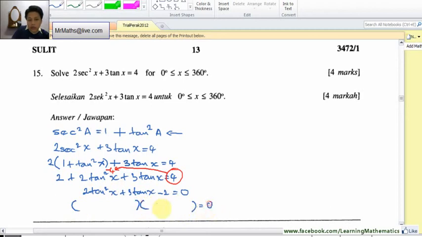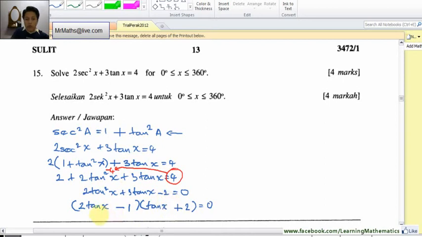this equation. So over here is 2 tangent x, and this is tangent x, and we have minus 2 here. So we need to choose two numbers that produce minus 2. So it could be minus 2 and 1. Okay, minus 2 and 1. So let's try minus 1 here and plus 2 here. So that minus 1 multiplied with plus 2 will result in minus 2.